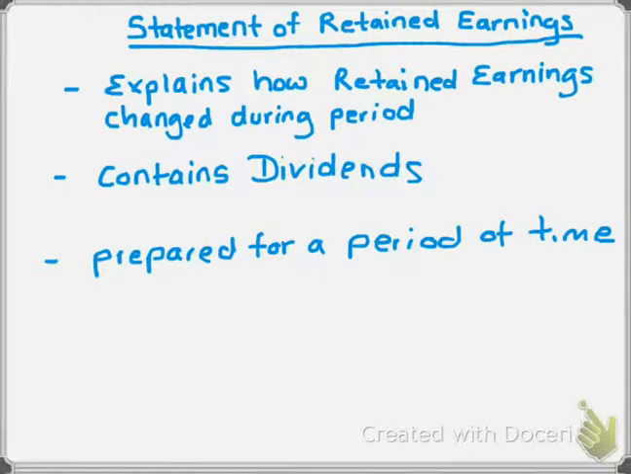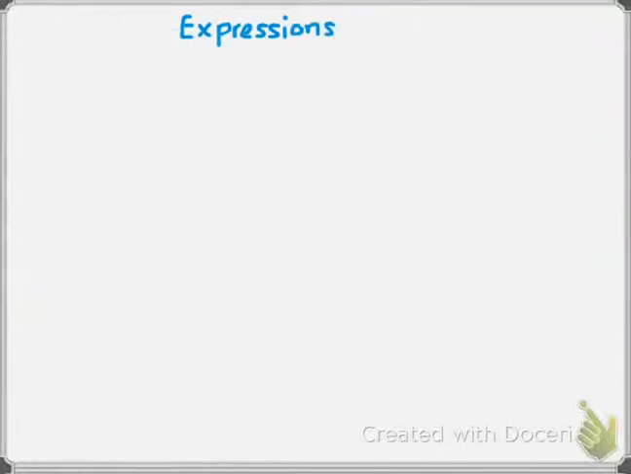Next, let's prepare the statement of retained earnings. Again, we're going to use the same numbers for the Expressions transaction analysis questions that we did. As with any financial statement, the statement of retained earnings starts off with the header information. The first item in the header is the name of the company, which is Expressions.